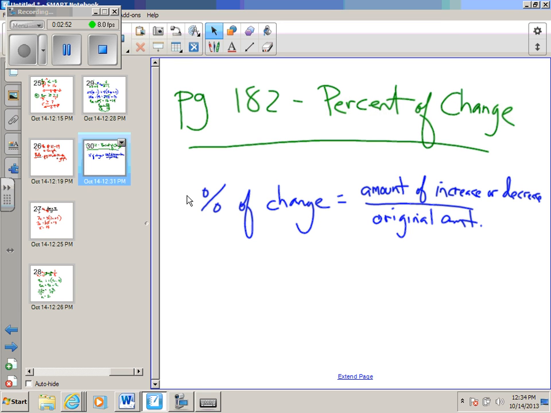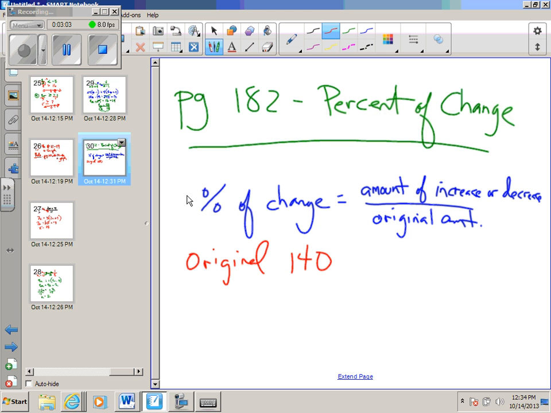So let's look at an example. Let's say that our original amount was 140. Our new amount is 189. If I were to plug it into this formula, how am I going to find out, first of all, did it increase or did it decrease? Increase or decrease? It went from 140 to 189. By how much did it increase?